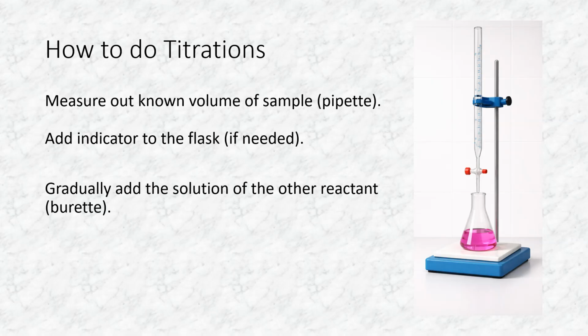And now you're going to gradually add the titrant from the burette into the flask. You're going to do this with swirling of the flask. You're going to note the colour change.